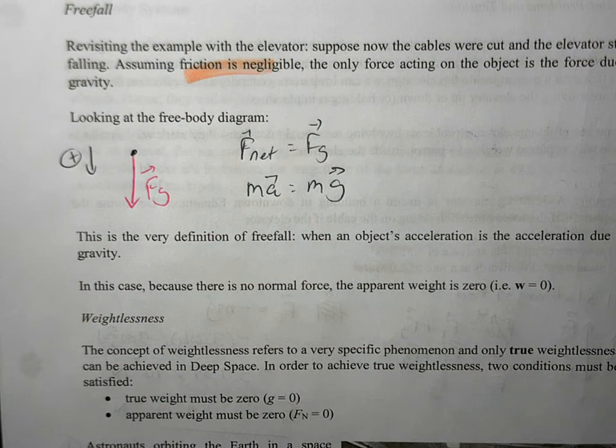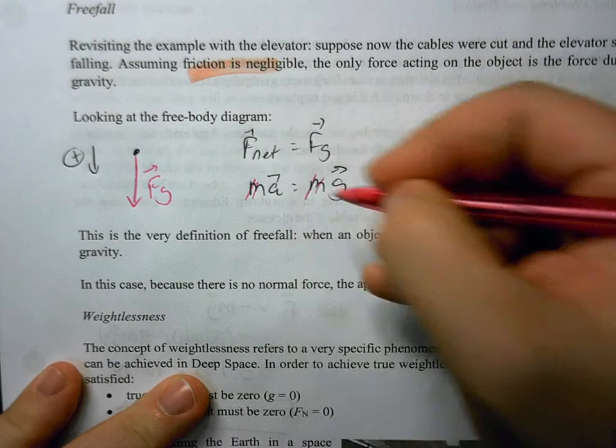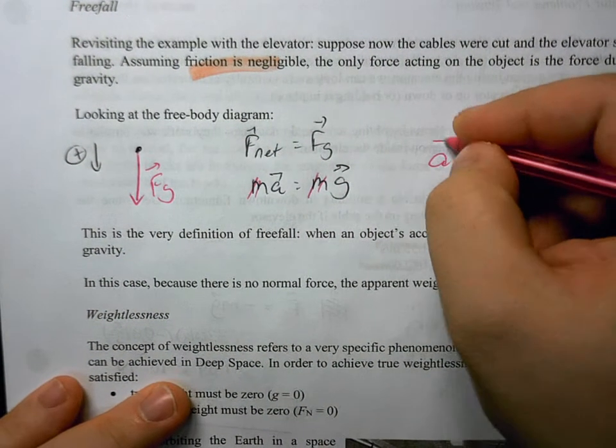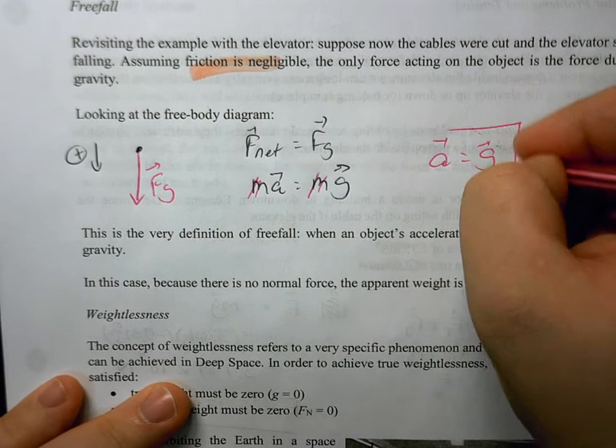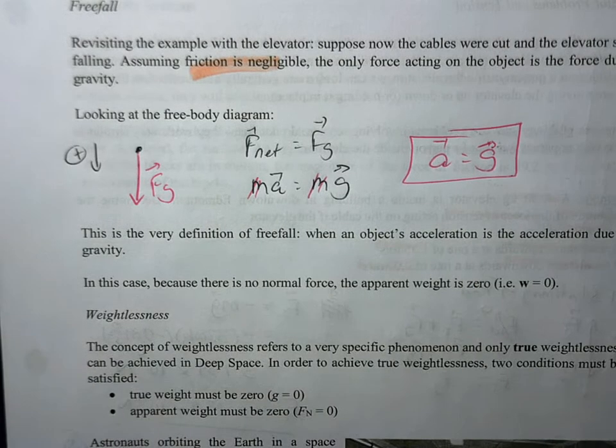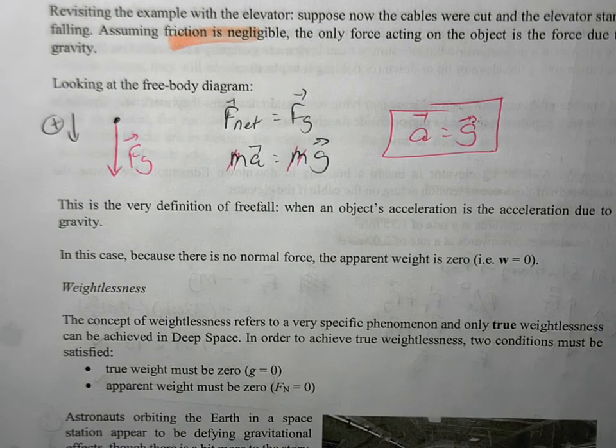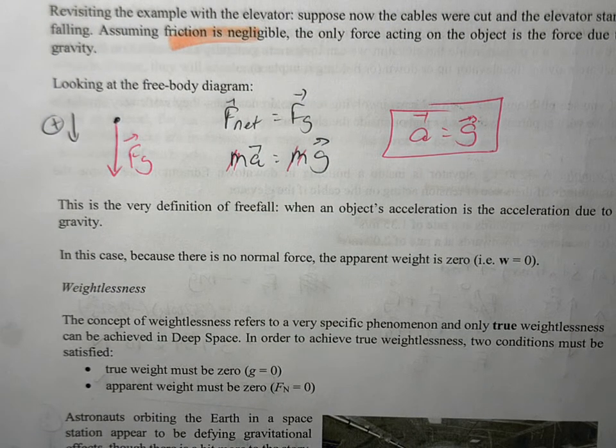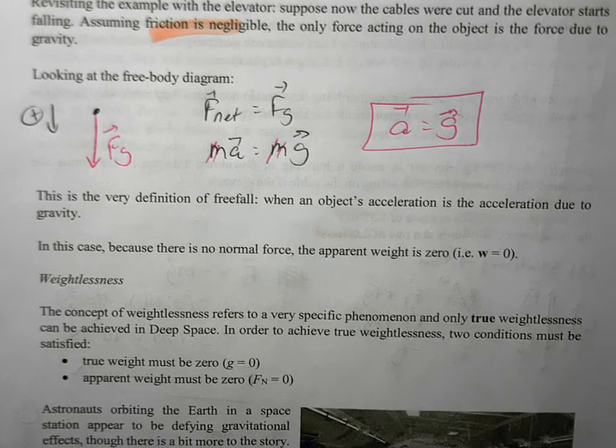Well, that's nice. We've got ma equals mg. The masses are going to take a hike. So what we get here is that the acceleration is equal to the acceleration due to gravity. And this is the definition of free fall. When something is free falling, its acceleration is going to be 9.81 meters per second squared.